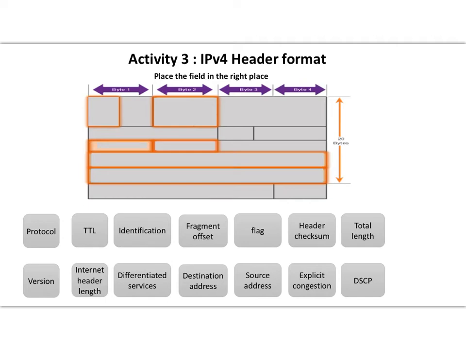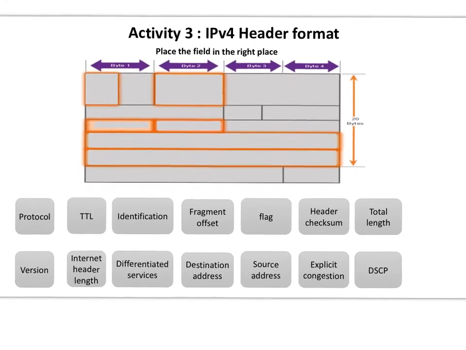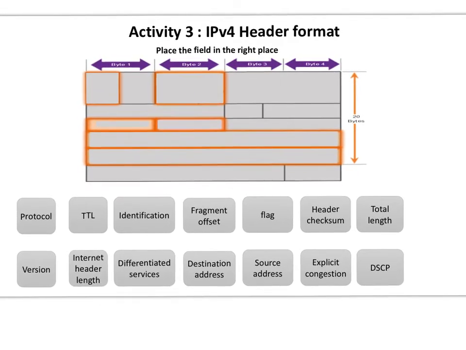Bismillah ar-Rahman ar-Rahim. So we started to talk about chapter 6 last time. We talked about the basic functionality for the network layer, in addition to the two basic functions for any layer, which is encapsulation and decapsulation. We also talked about routing and addressing as basic functions for the network layer.